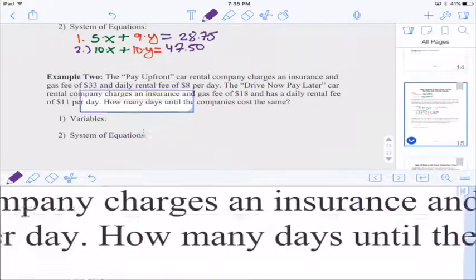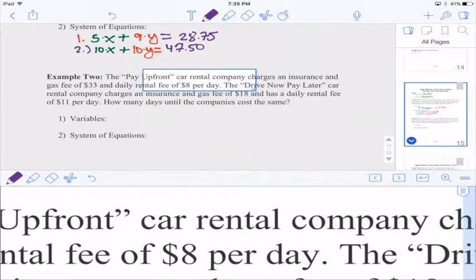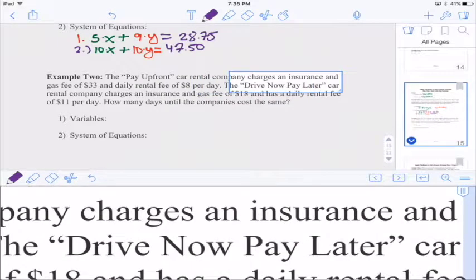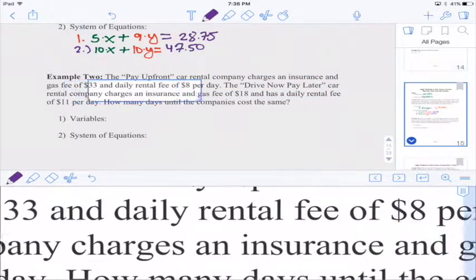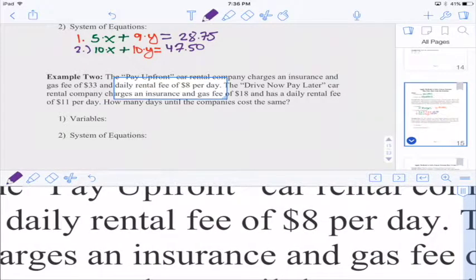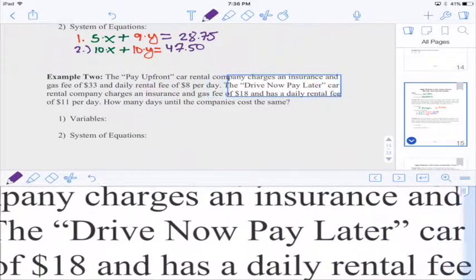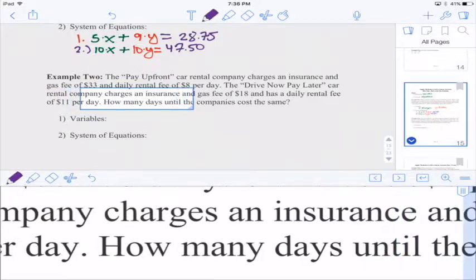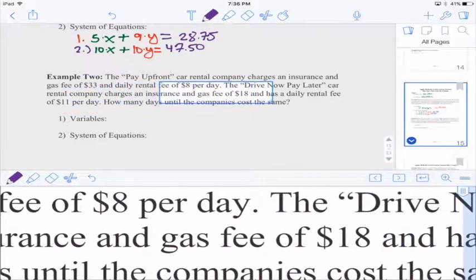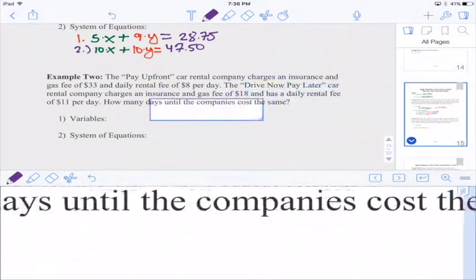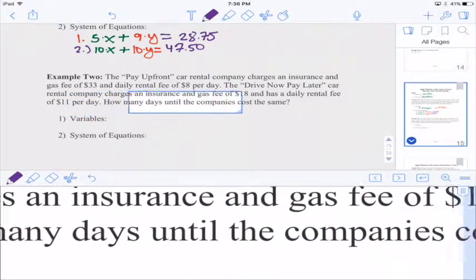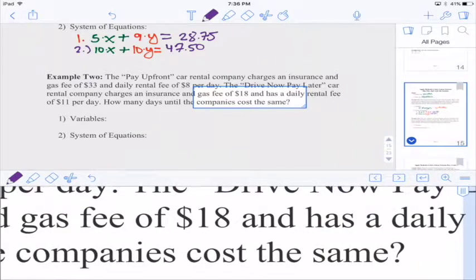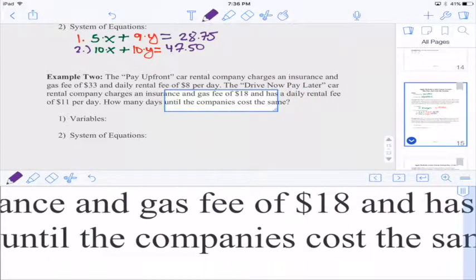In example 2, the Pay Upfront car rental company charges an insurance and gas fee of $33 and a daily rental fee of $8 per day. The Drive Now Pay Later car rental company charges an insurance and gas fee of $18 and has a daily rental fee of $11 per day. How many days until the companies cost the same? Well, that would be a solve. We're just going to set up the equations today.